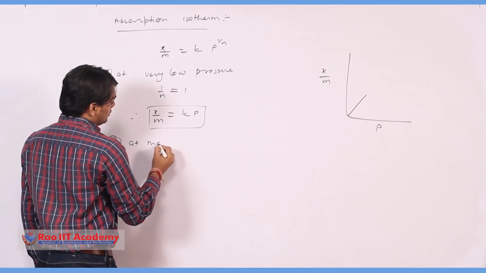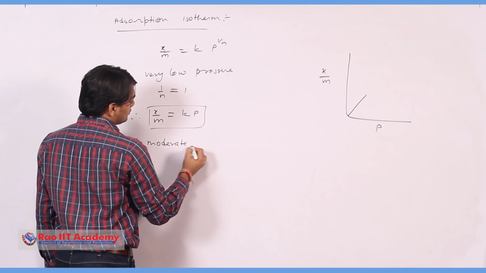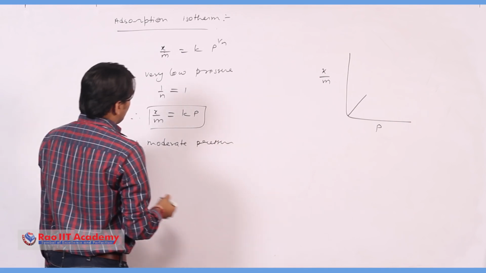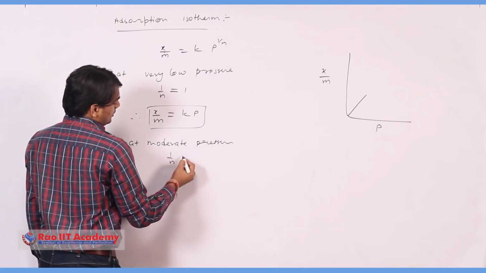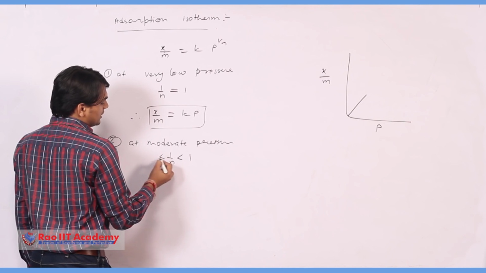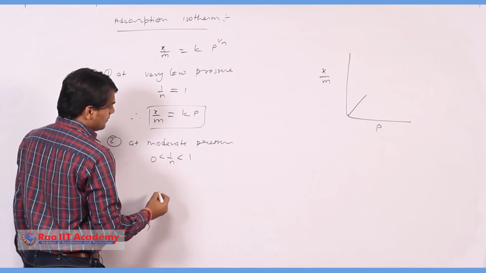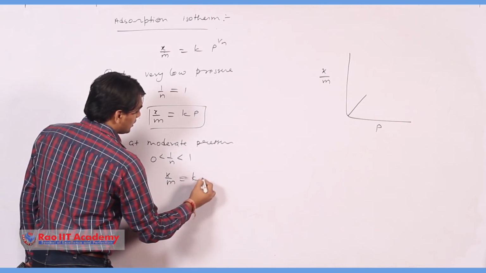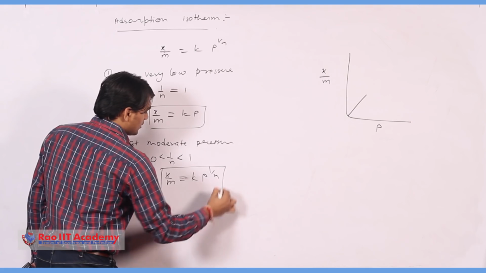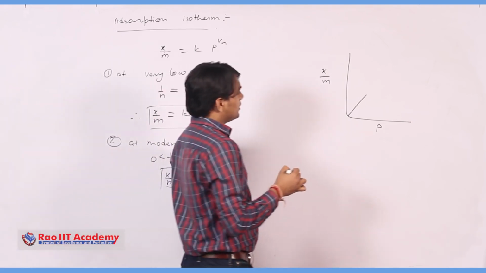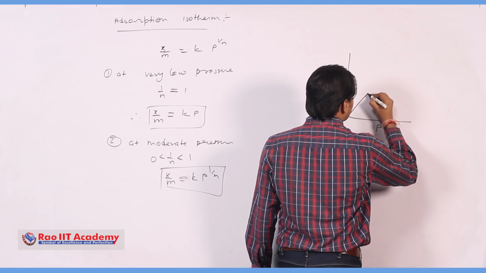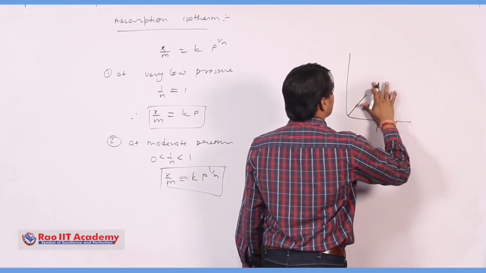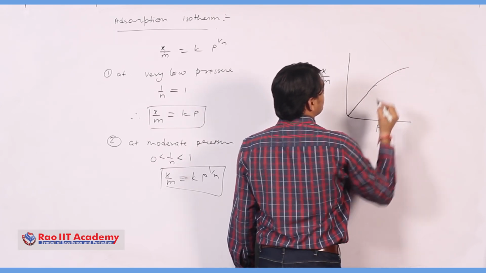At moderate pressure or intermediate pressure, the value of 1 by n is found to be less than 1, but greater than 0. So, x by m is equal to K P raised to 1 by n. So, it starts decreasing as the value of 1 by n is decreasing. So, we will get a curve.